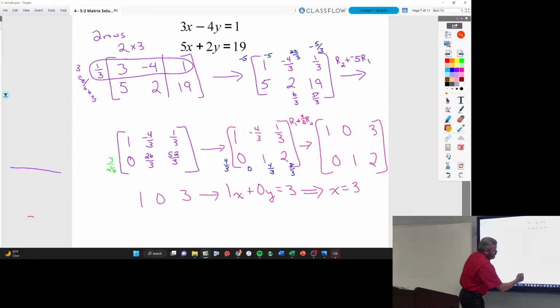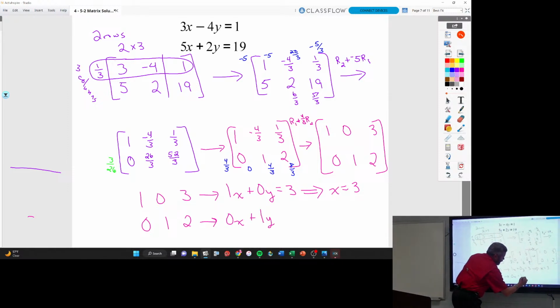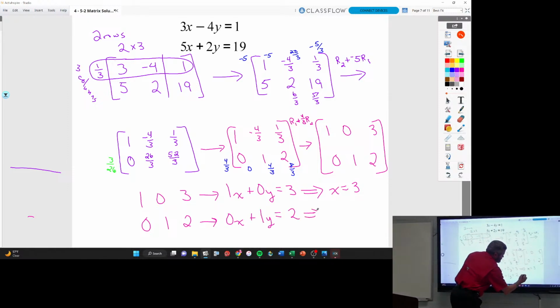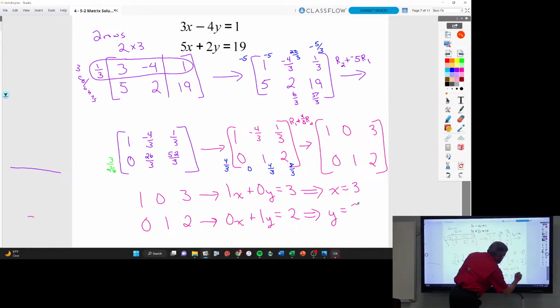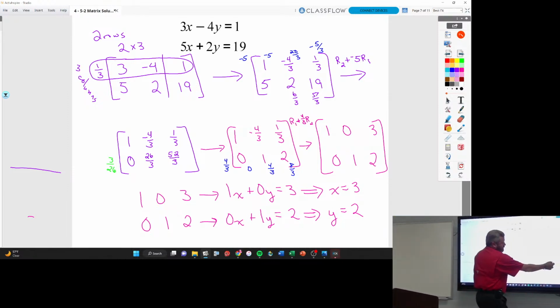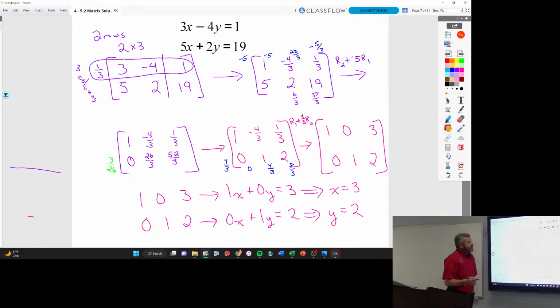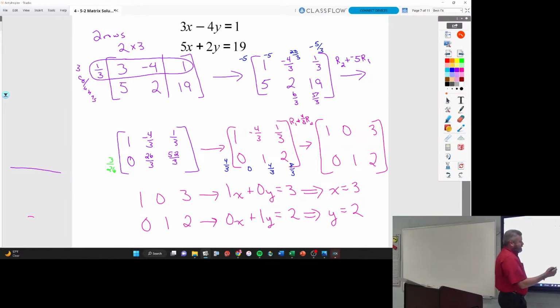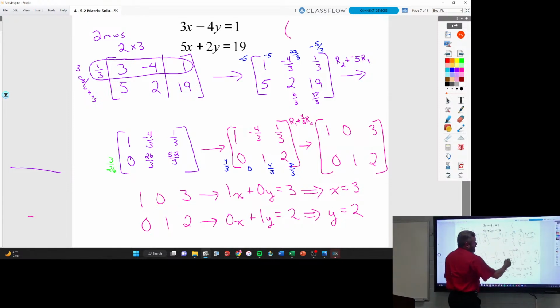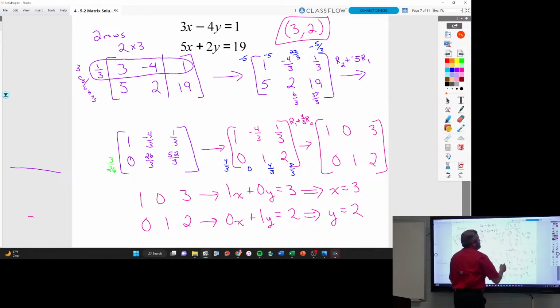On row 2, I have a 0, a 1, and a 2. Well, what that means is 0x plus 1y equals 2. All that's telling me is that y is equal to 2. And so by using this Gauss-Jordan method, making this major diagonal of 1s and everything else 0s, I have made the 3 and the 2 become the solution of the system. So the answer to the system is my x value is 3 and my y value is 2. The solution to this system is 3, 2.